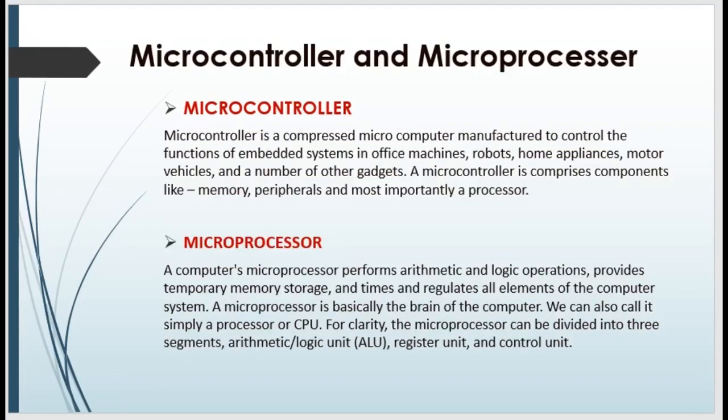Now we will study what is a microcontroller and a microprocessor. A microcontroller comprises components like memory, peripherals and, most importantly, a processor. A microcontroller is designed for a specific task or to perform the assigned task repeatedly. Once the program is embedded on the microcontroller chip, it cannot be altered easily and you may need some special tools to rewrite it.